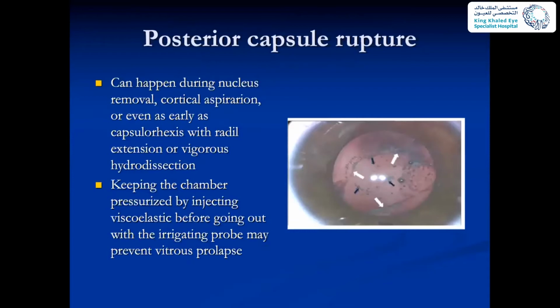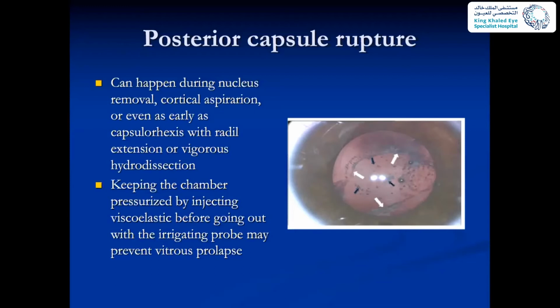So let's move to the complication that all of us are afraid to have during cataract surgery, which is the posterior capsule rupture. Posterior capsule rupture can happen either with nucleus removal, with cortical aspiration, or even as early as when you are doing capsulorhexis. As I told you before, the capsulorhexis escapes going to the equator, and then it extends further. It reaches the posterior capsule. Or vigorous hydrodissection: if you are using a lot of pressure with the hydrodissection, this can overcome the tensile strength of the posterior capsule and it can open.